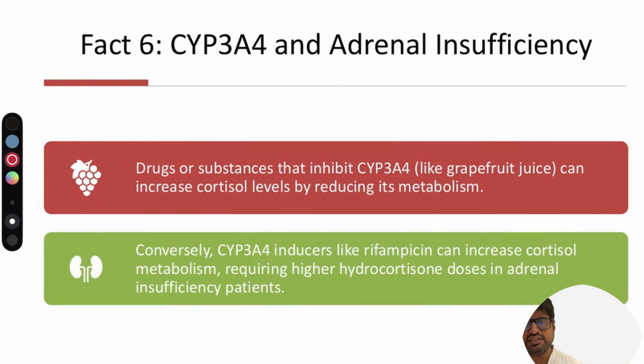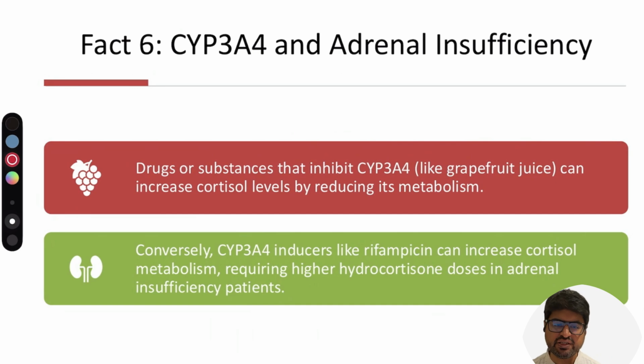Fact number 6, CYP3A4, right? CYP3A4-related adrenal insufficiency. Drugs or substances that inhibit CYP3A4, like grapefruit, can increase cortisol level by reducing its metabolism. But drugs like rifampicin increase cortisol metabolism, so that's something you have to be aware of, right?